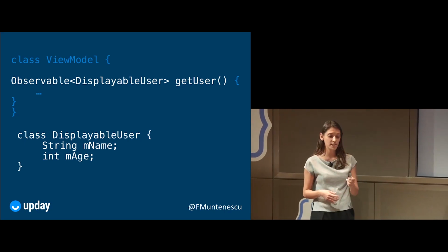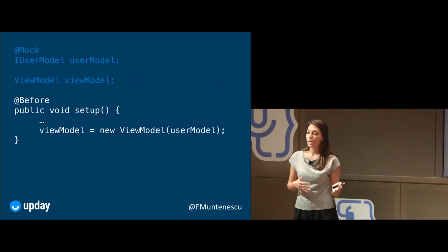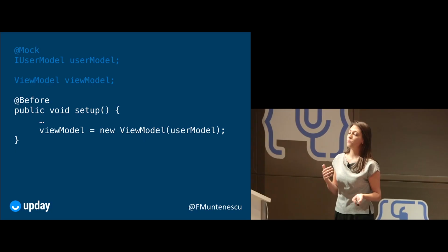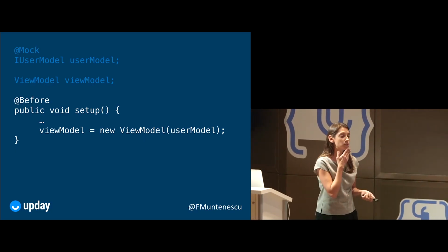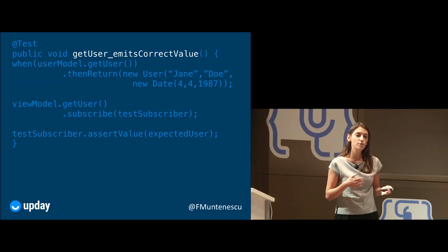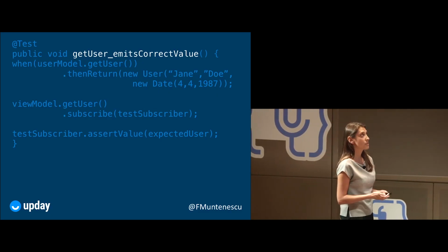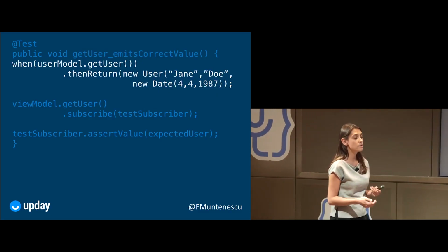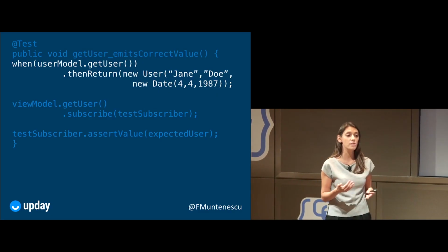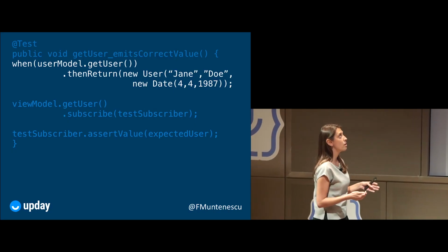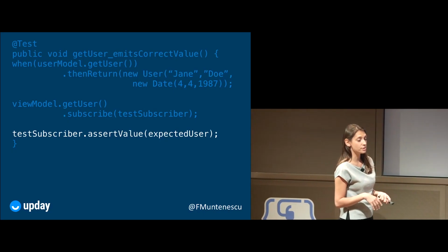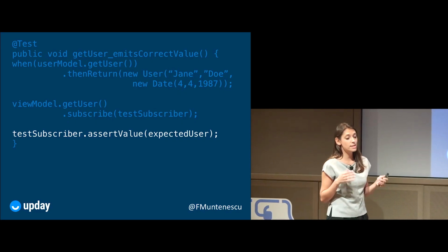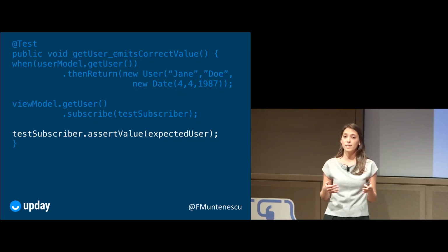Again, to test this is pretty simple. We again mock the user model, we give this object as a parameter for the view model, and then to test if indeed, when we're subscribing to get user, we get the correct value, we're defining what should happen when we're getting the user from the user model, and then we're subscribing to the events of the get user. And then we're checking that indeed the correct data has been emitted.